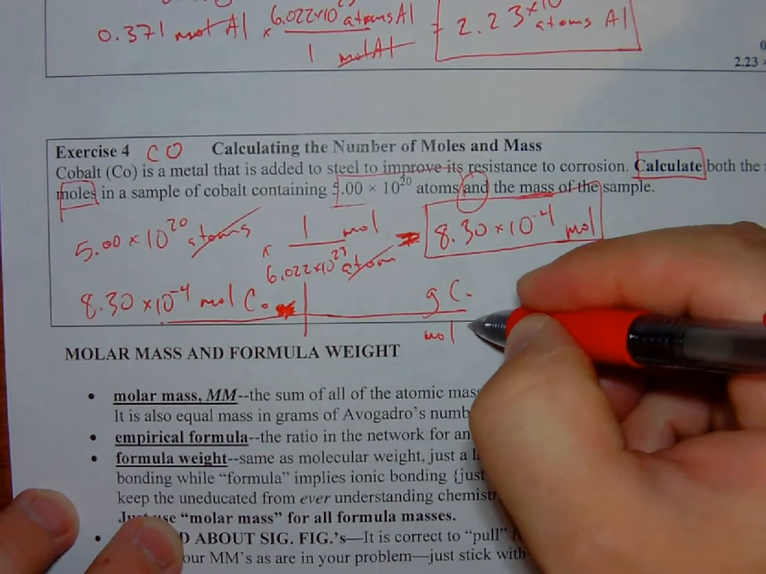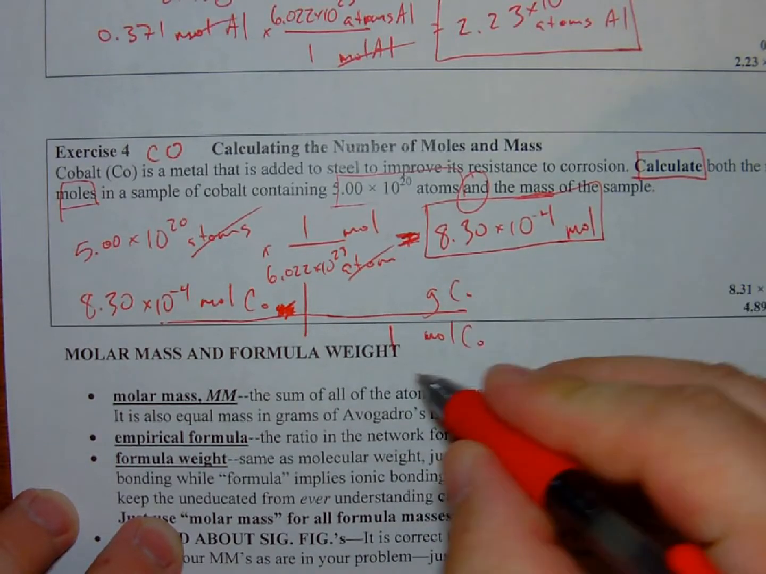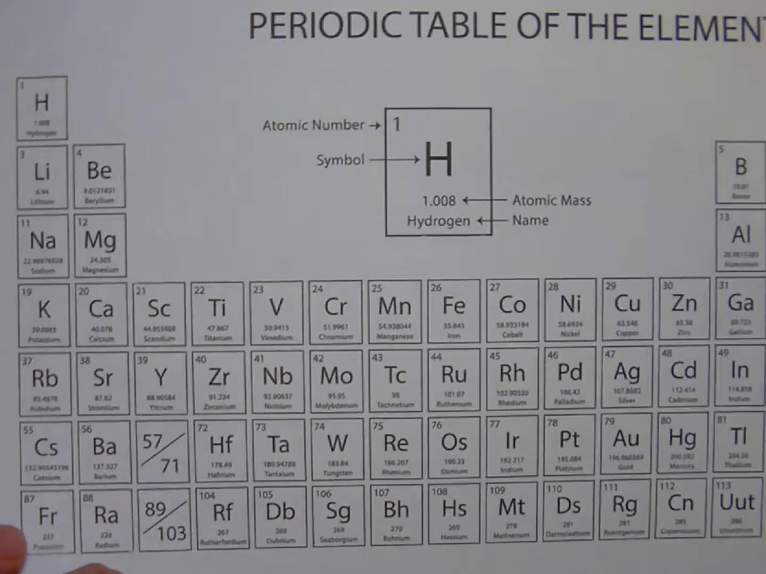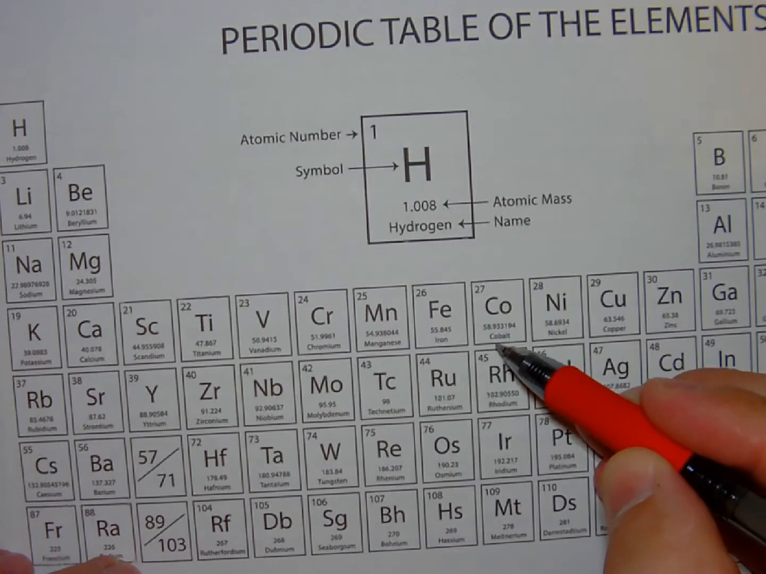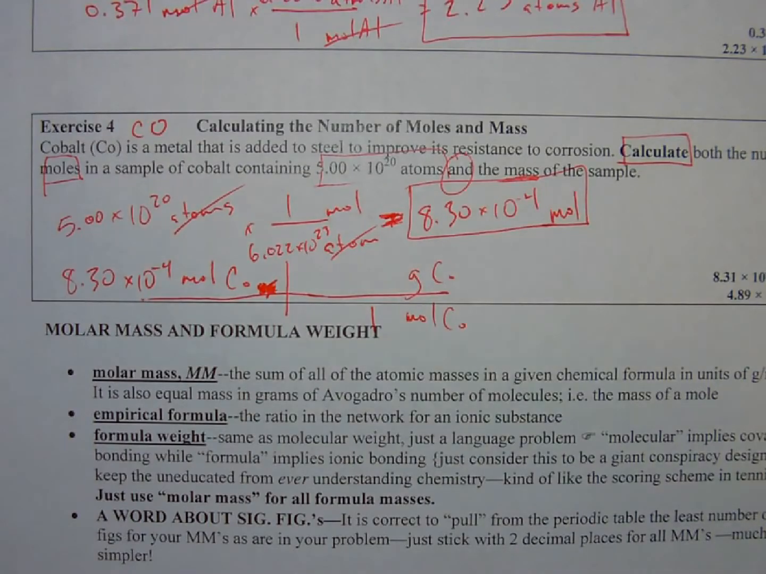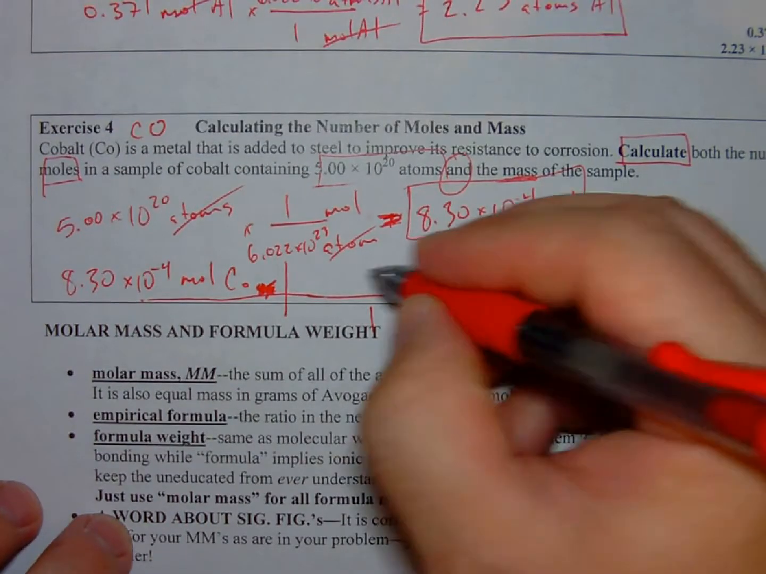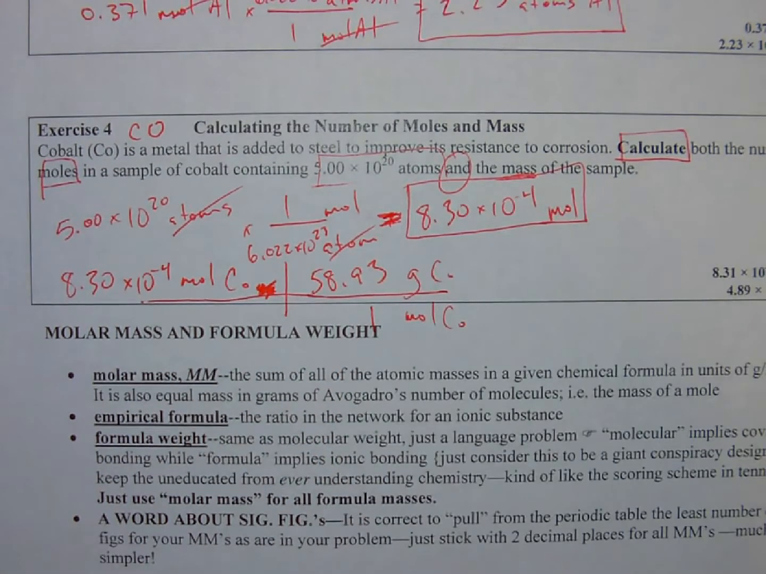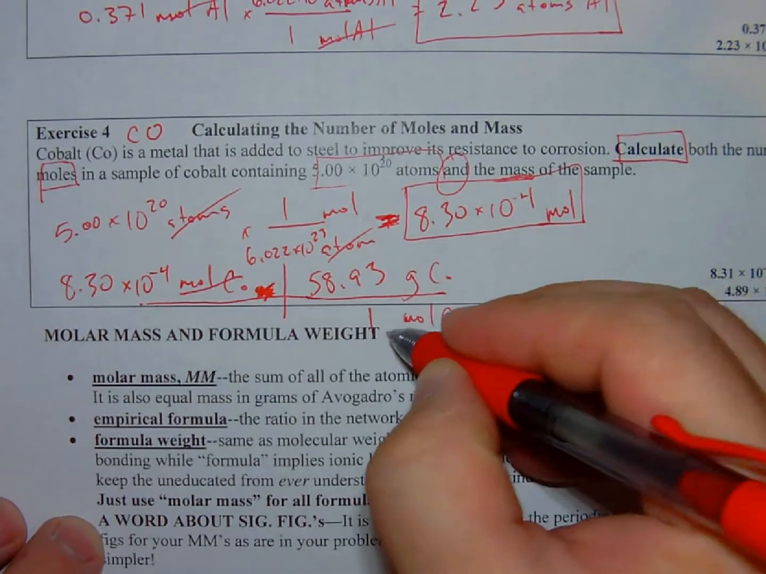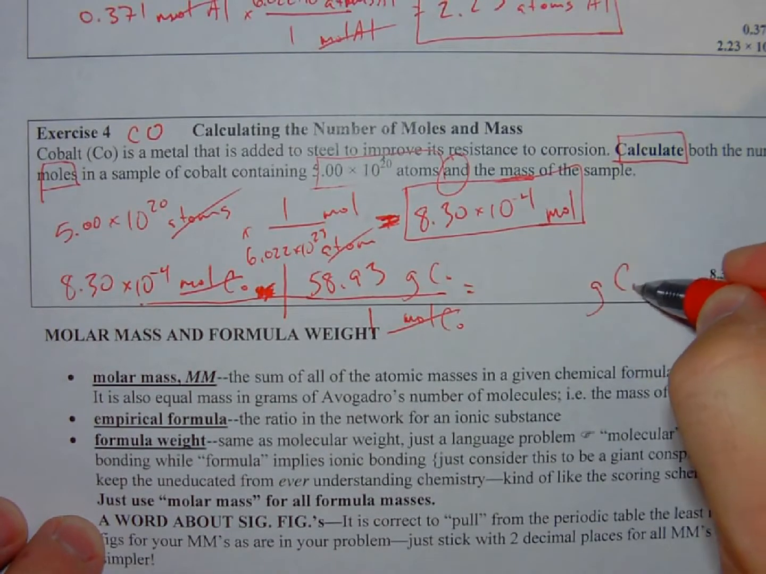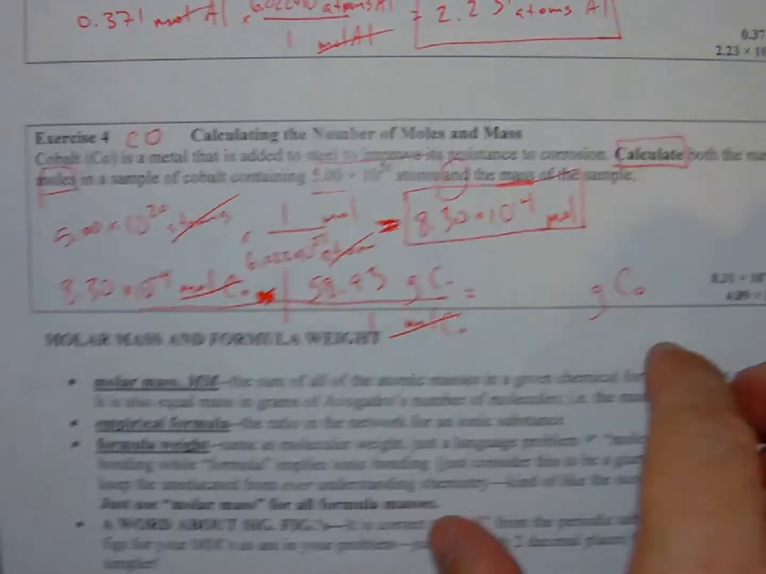This is cobalt. So in 1 mole of cobalt, how many grams am I going to have? Where do I find that out? Periodic table. Cobalt right here, 58.93. Notice that the moles of cobalt will cancel, so the only unit I'm going to have left is grams of cobalt. So let's do some calculating.